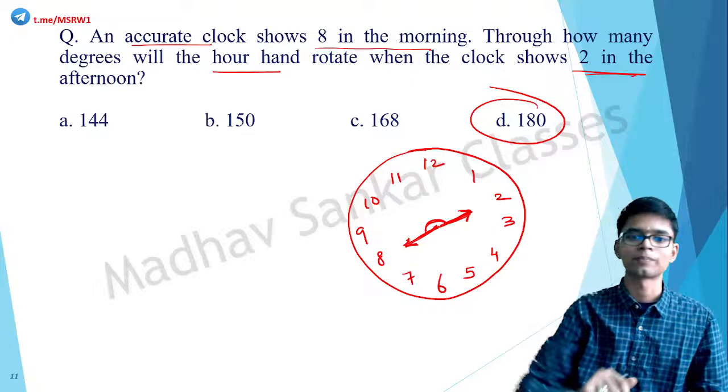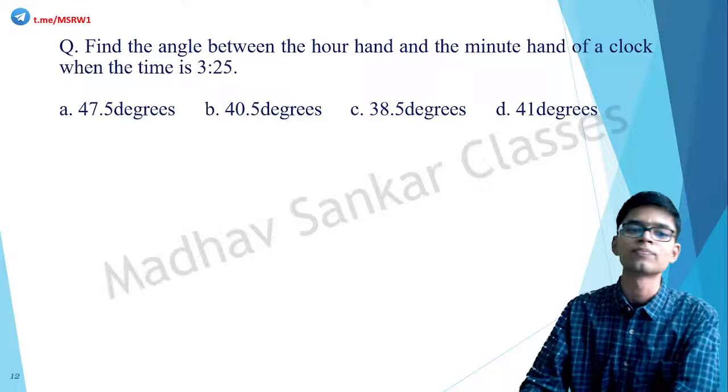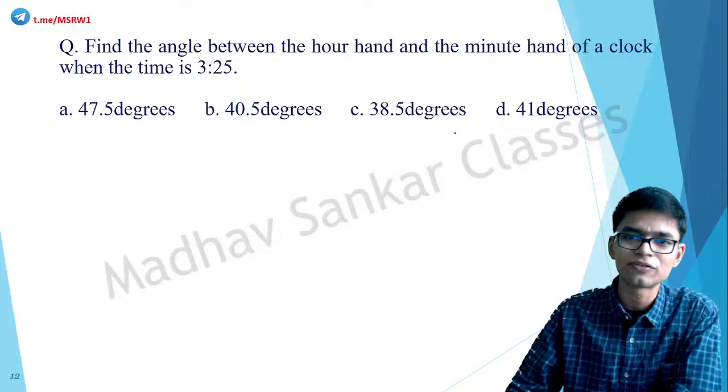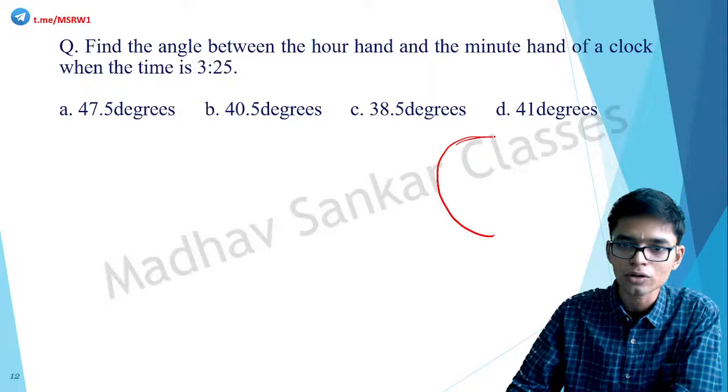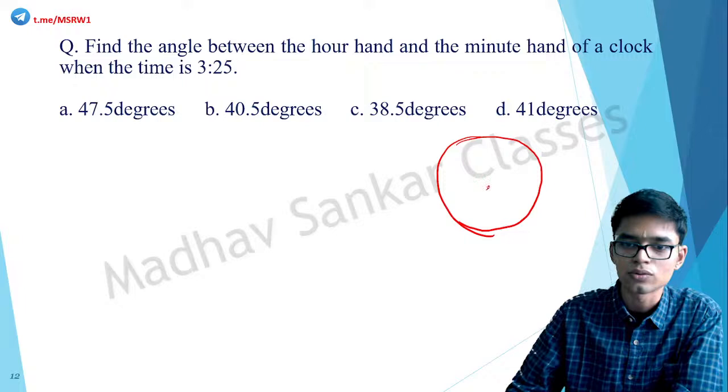Okay. Let's try another one. This is slightly more difficult. Find the angle between the hour hand and the minute hand of a clock when the time is 3:25. Ooh. First of all, a common mistake that all of you will make, I am going to draw that. Okay. So here it is 12. It is 3:25, correct? So 1, 2, 3, 4, 5, and 6. So 3:25, everybody would draw it like this.